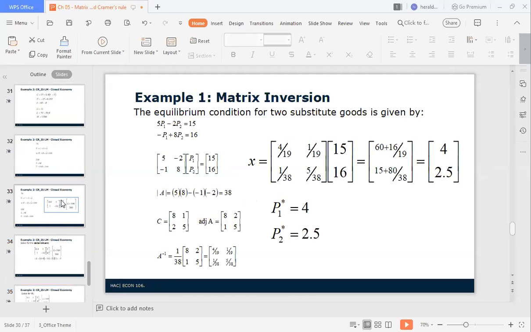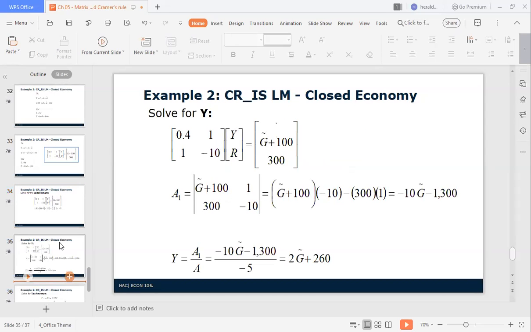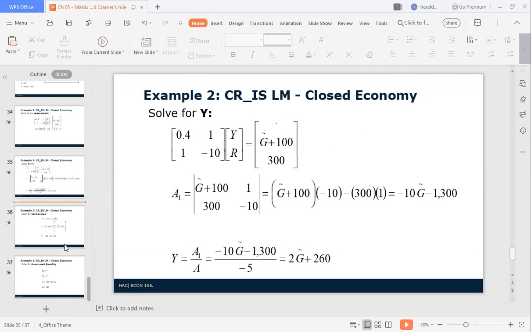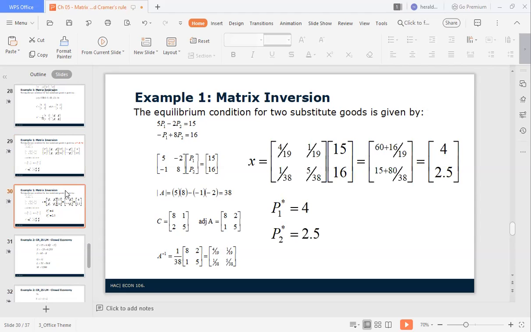Now, for example 2, class, we'll tackle that one next time. This time, we're using Cramer's rule. As you can see, this does not only apply to microeconomic analysis, but also applies to macroeconomic analysis as well. Do we have a question specifically for this example?